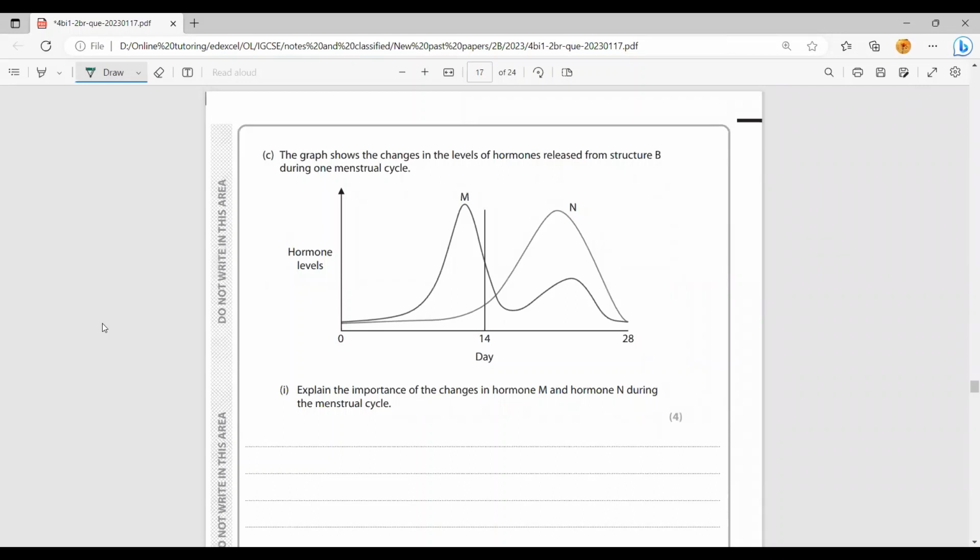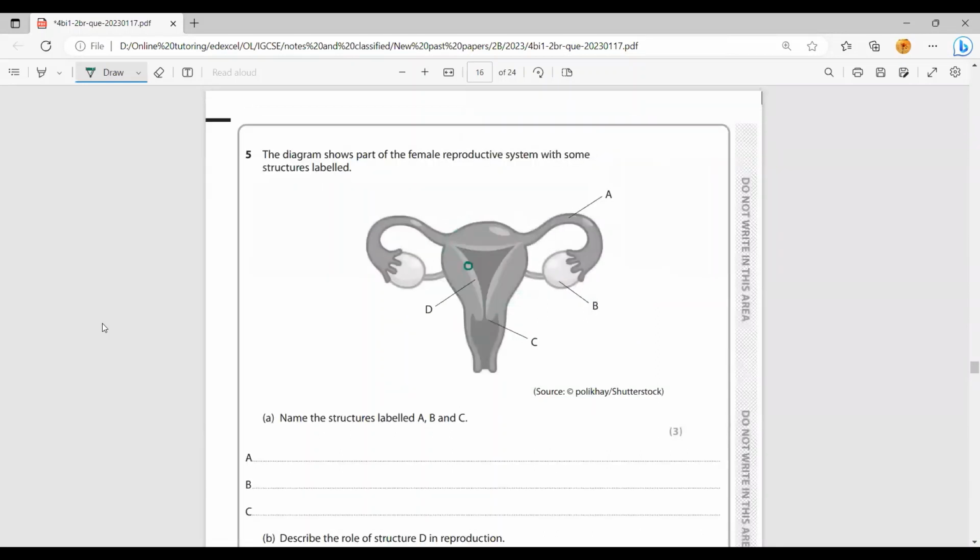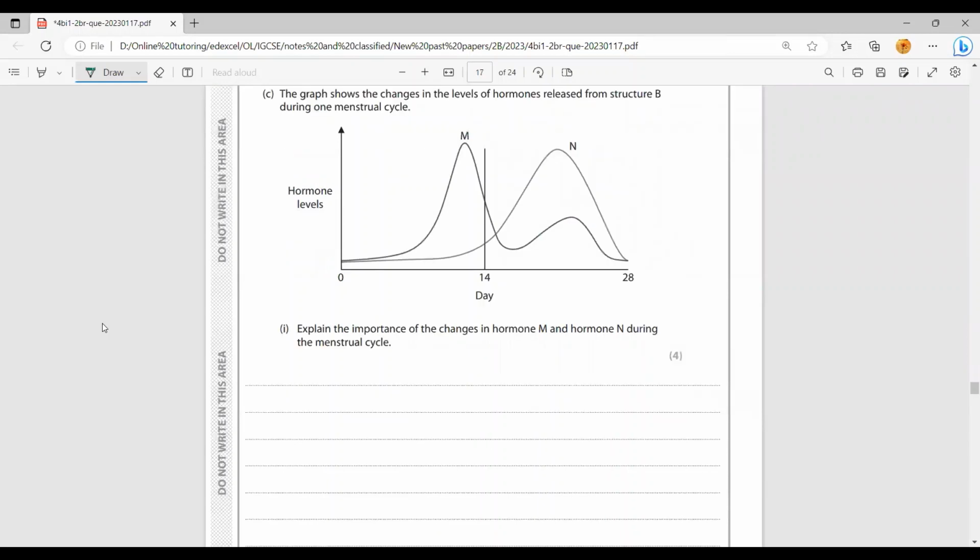The graph shows the changes in the levels of hormones released from structure B, which is the ovary, as Mohamed told us. During the menstrual cycle, explain the importance of the changes in hormone M and N. Mohamed Ibrahim, you must first tell me what M and N are. M is estrogen. Yes, N is progesterone. Now answer the question.